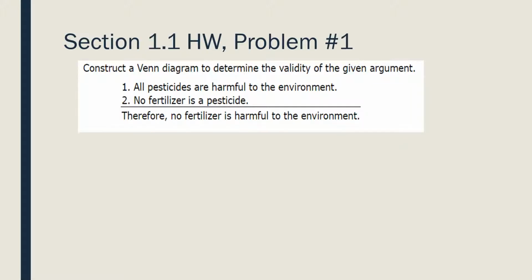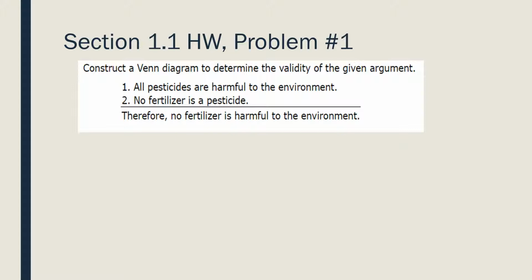So let's look at an example. This comes from your section 1.1 homework, and this is number 1 from the homework. It says, construct a Venn diagram to determine the validity of the given argument. So here's our major and minor premises and then our conclusion. Our major premise is that all pesticides are harmful to the environment. Our minor premise is that no fertilizer is a pesticide. And our conclusion is that no fertilizer is harmful to the environment.